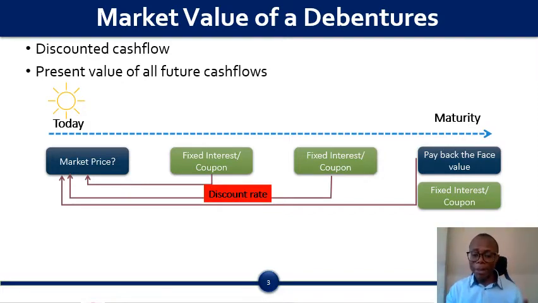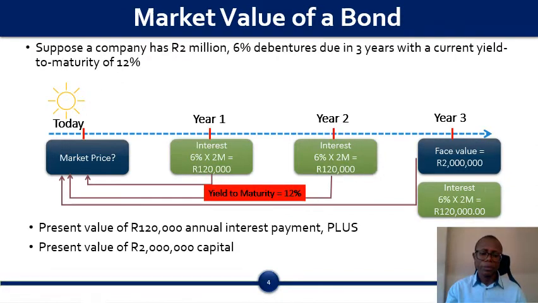Let's use some numbers for it to make a little bit more sense. So suppose a company has 2,000,000 debentures due in 3 years with a current yield to maturity of 12%. What is the market value of the debentures? So to find the market value, it's simply the present value of the interest payments plus the present value of the maturity amount. So what are the interest payments?